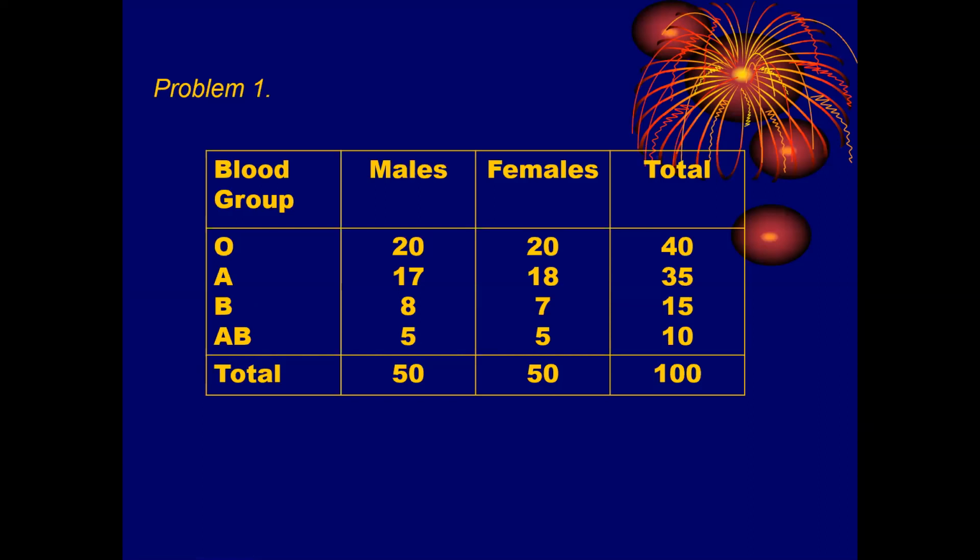Then if you take a look at this particular blood group, you can actually see that the total number of individuals with that particular blood group is 40. And the total number of individuals with blood group A is 35, and like that, and the total is 400.